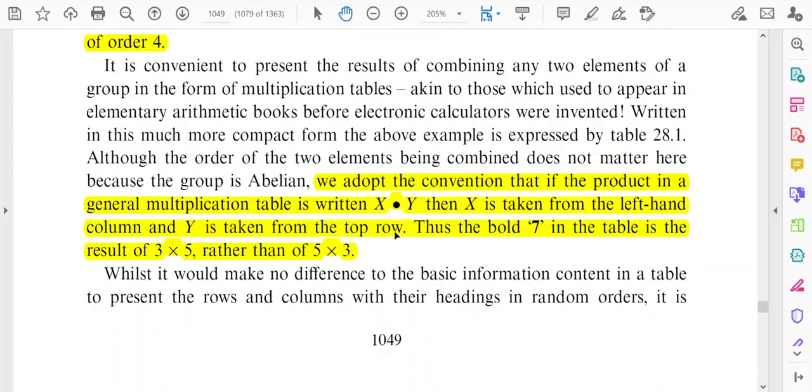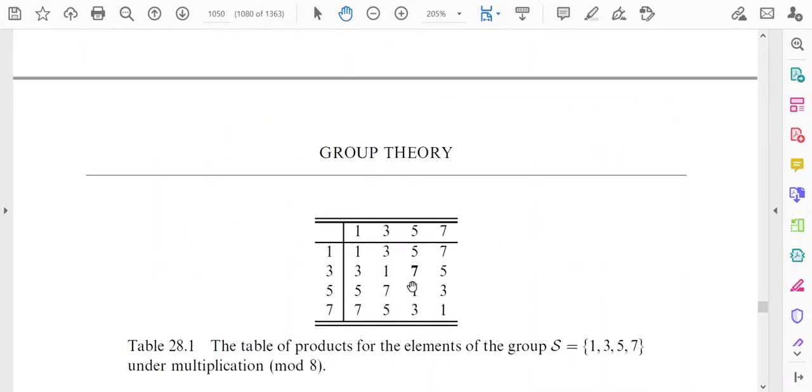So as an example, we have shown that 7 has been written in bold. You look at 7. So how did we obtain 7? 7 has been obtained by the multiplication of 3, this is 3, and that is 5. So multiplication between 3 and 5 gives us 7.